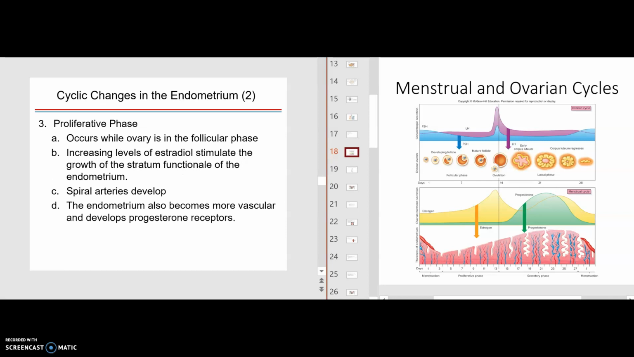Okay. The proliferative phase, again, which I spoke of, occurs while the ovary is in the follicular phase. Follicular phase, FSH, increases levels of estradiol, stimulates the growth of the stratum functionale of the endometrium. Spiral arteries develop. The endometrium also becomes more vascular and develops progesterone receptors. So these spiral arteries start developing, which are in the stratum functionale. This again is that proliferative phase, follicular phase. So the proliferative phase would be for the endometrium term. The follicular phase would be for the ovary. Cross-referencing.